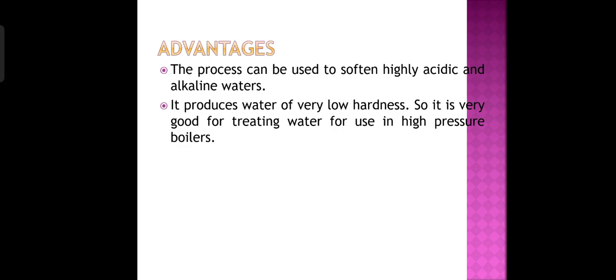Now the advantages of these processes. The process can be used to soften highly acidic or alkaline waters. It produces water of very low hardness, so it is very good for treating water for use in high pressure boilers. In the high pressure boilers, where we have studied the zeolite process cannot be used, forming boiler corrosion or boiler caustic embrittlement, such problems are not there when we use the deionized water or ion exchange water produced. So these are the two advantages of these two processes.